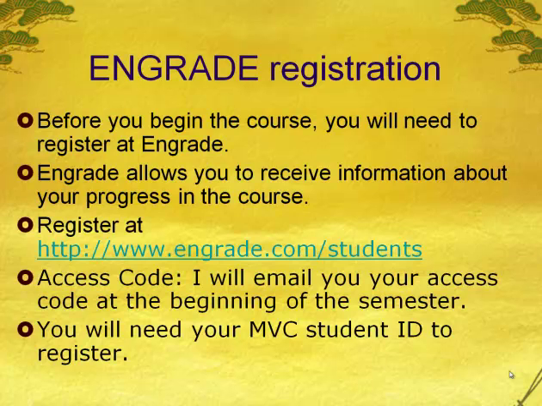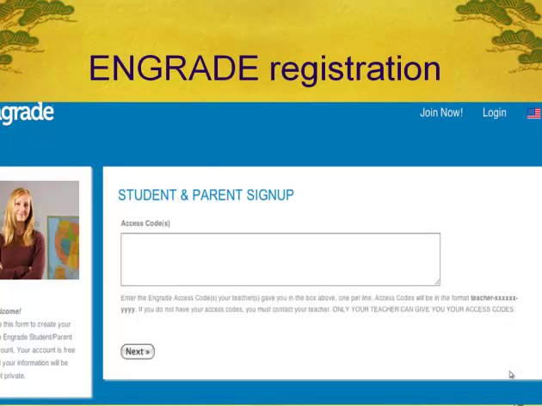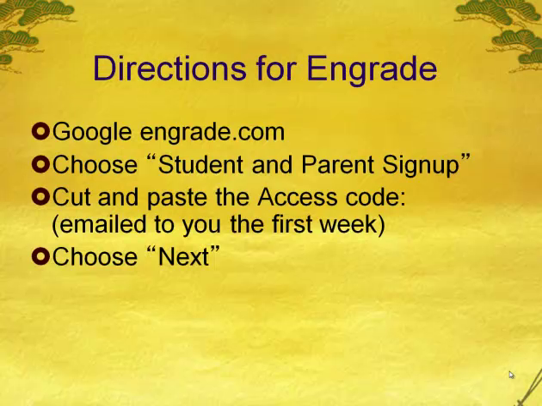Once you get that access code, you're going to need to go to http://www.ingrade.com/students and follow the directions. This is the place, this is what it looks like, and it's very simple as long as you have the access code, which I will email you at the beginning of the semester. Now, the directions for InGrade are here.